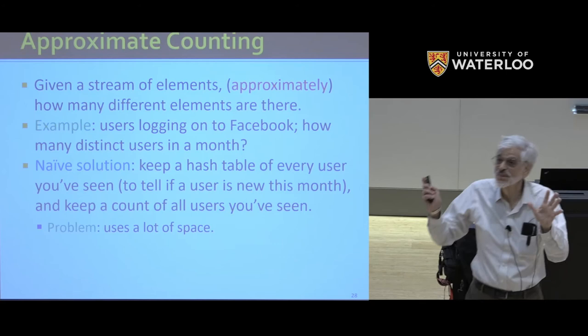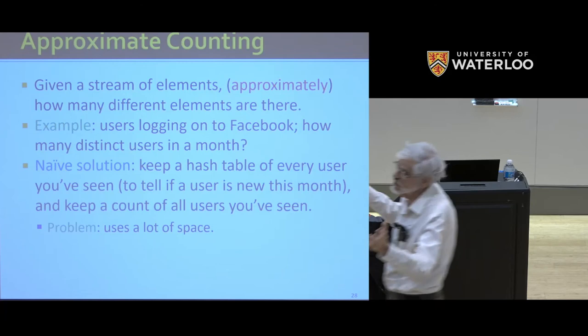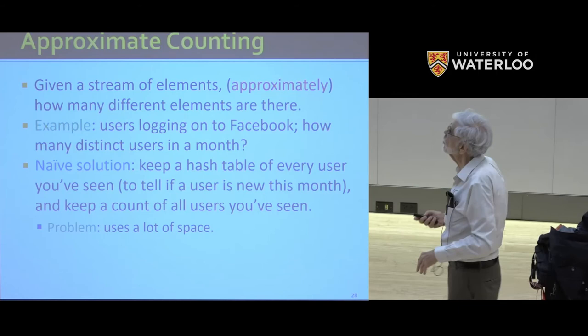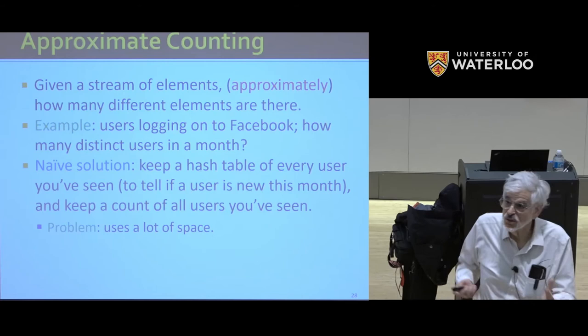Okay, so you keep a hash table. You can very efficiently tell whether a new login is in fact an old login because it appeared before. If not, you throw it into your hash table. And that works. These days, machines are so big that Facebook could probably do that on a single compute node.